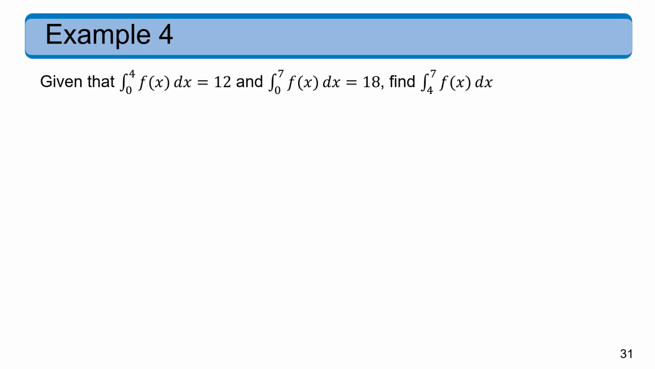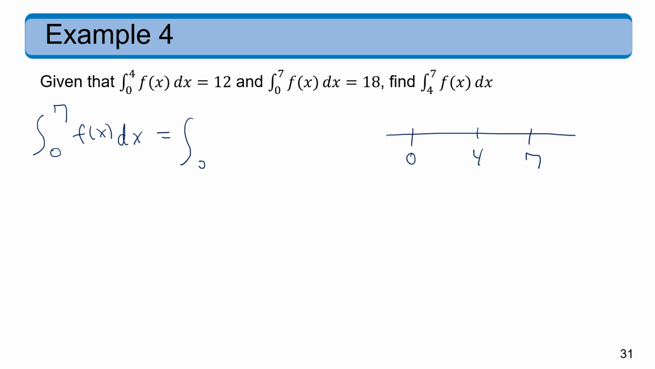So if we sketched an x interval, the important numbers we saw were 0, 4, and 7. So the property says if you integrate over the biggest interval, which would be 0 to 7, of our function f, that's the same as breaking it up and first integrating from 0 to 4, and then add to that the integral from the second subinterval, which is 4 to 7.